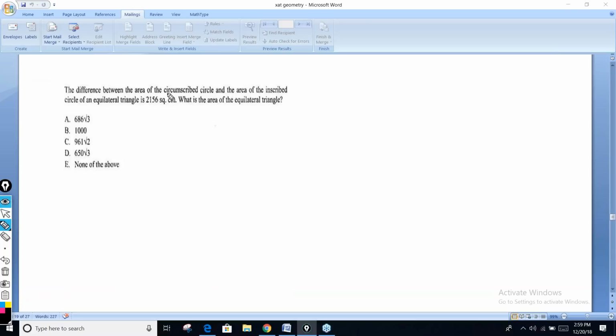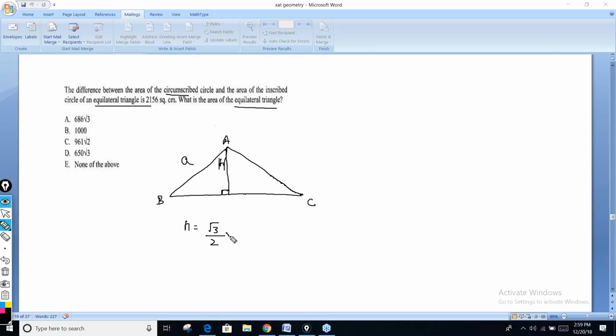It says the difference between the area of the circumscribed circle and the area of the inscribed circle of an equilateral triangle is 2156. What is the area of the equilateral triangle? Now, I'm sure that you know the relation between the height and the side of an equilateral triangle. If there's an equilateral triangle ABC and this is the height, can you tell me the relation between height and side? This side is A and height is H. The relation is that height is root 3 by 2 of the side.